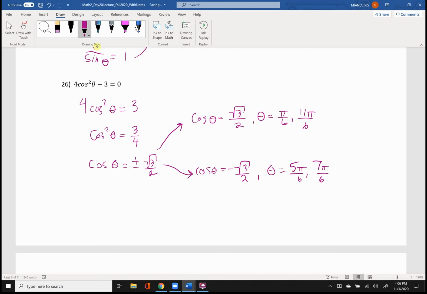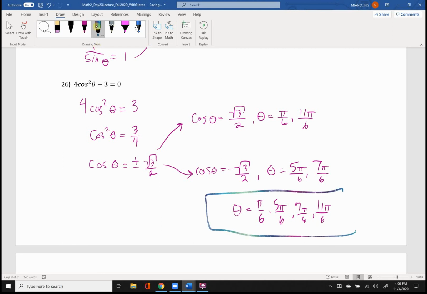So therefore, all 4 of these values for theta comprise the complete solution set for theta. So theta can equal either pi over 6, and it's conventional to list your solutions in order from smallest to largest: 5 pi over 6, 7 pi over 6, and 11 pi over 6. See what I mean? Sometimes you'll have more than one theta that satisfies the equation. Here's a case in point.